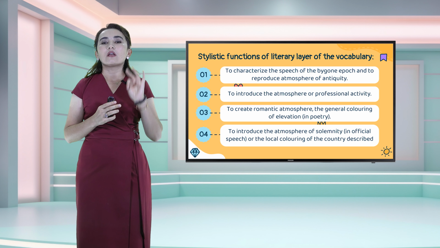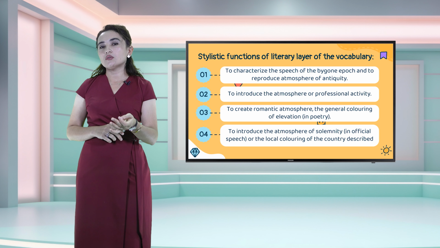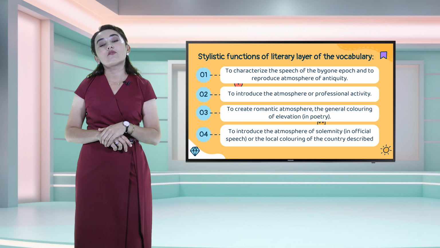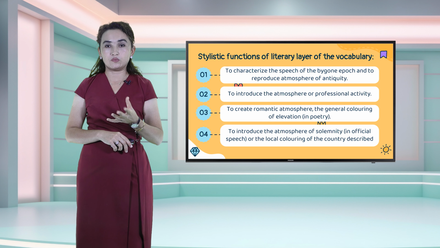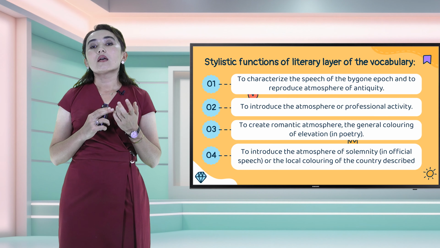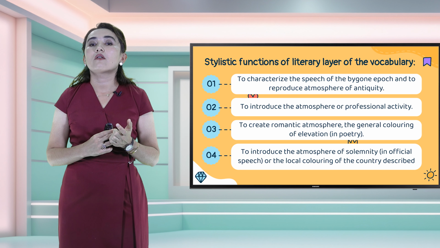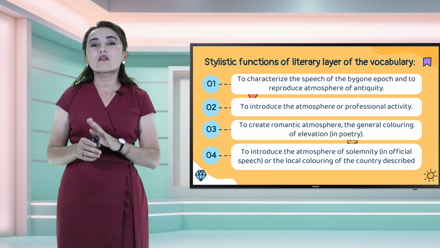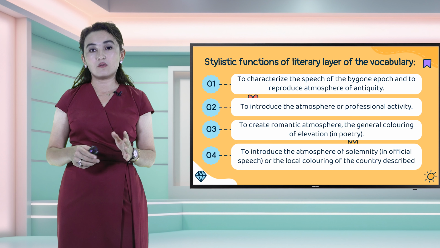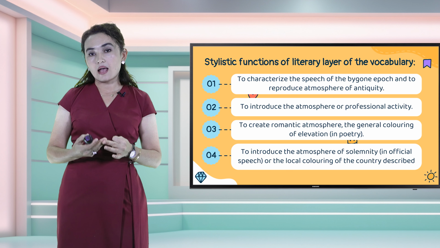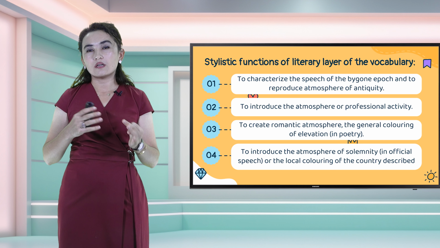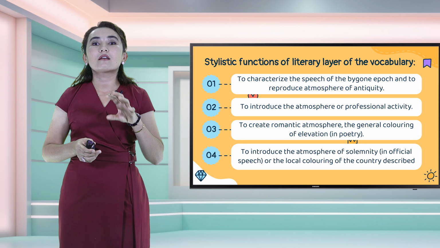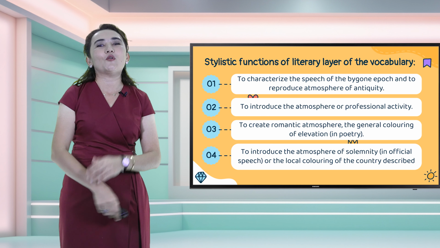The second function of literary words is to introduce the atmosphere of professional activity. Yes, with the help of professionalisms, terms. The third function of literary words is to create a romantic atmosphere, the general coloring of elevation in poetry, with the help of bookish and poetic words. Yes, bookish and poetic words are somehow more about romantic situations.